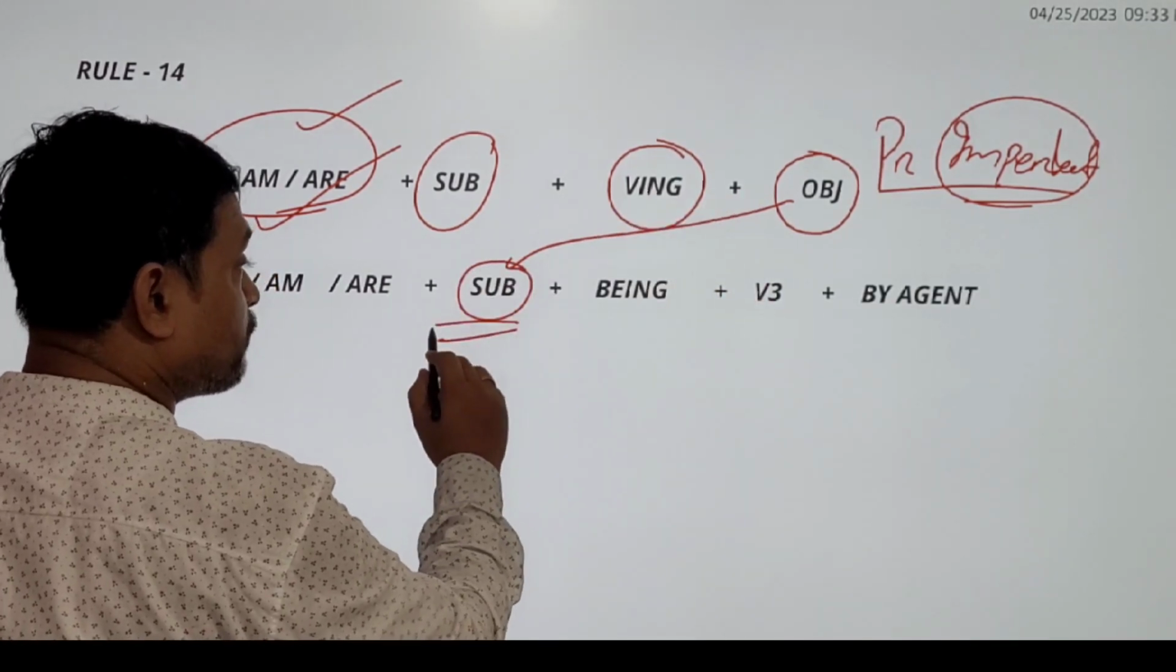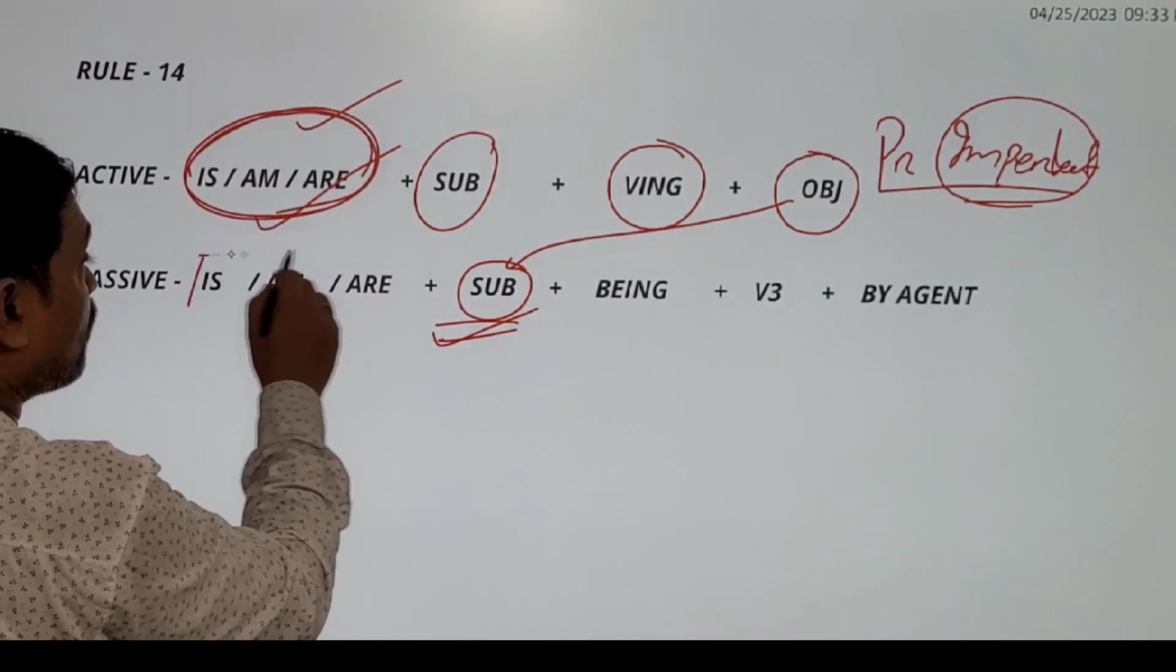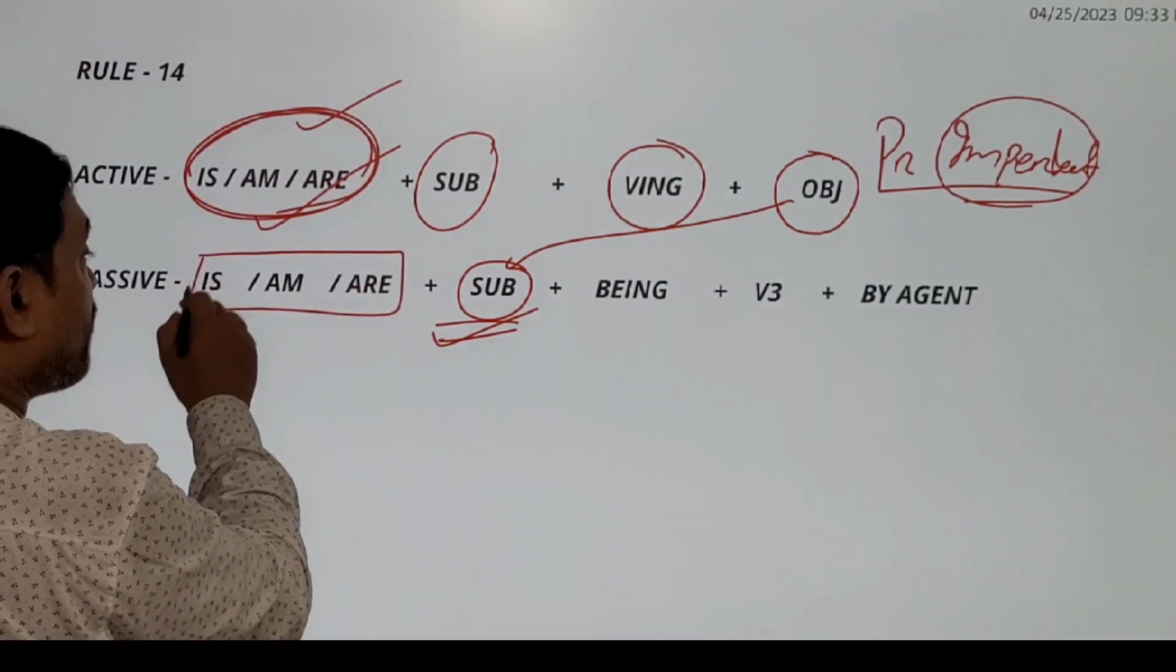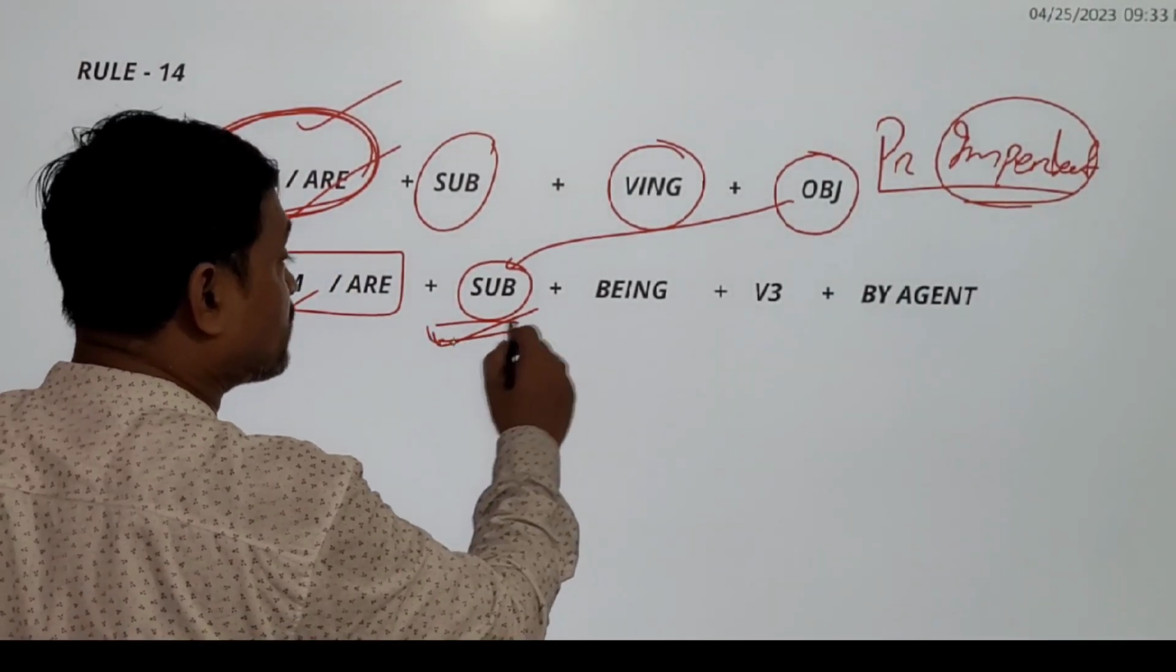Object is always in the subject position in passive, and is or am or are will be placed in the beginning part of the sentence, and it will be changed according to the subject.